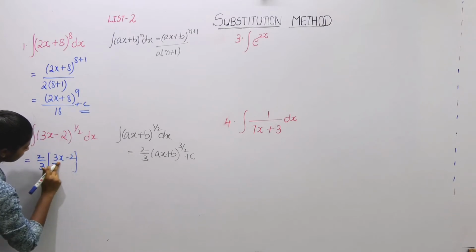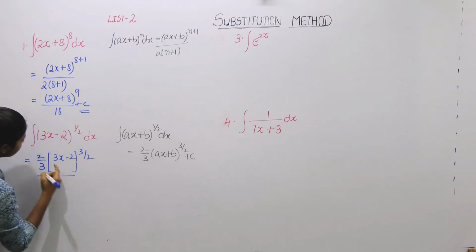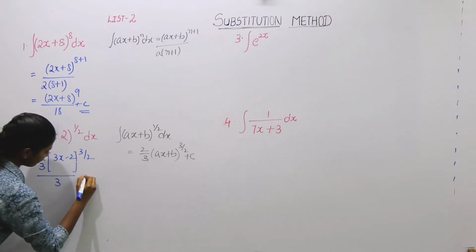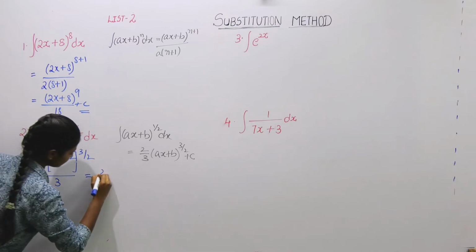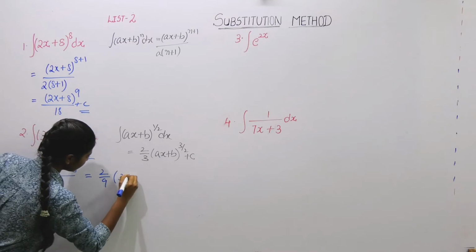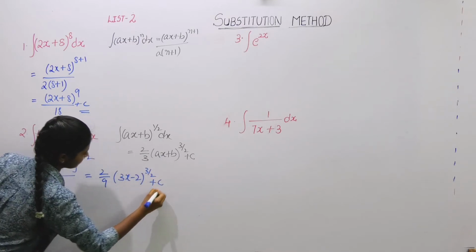When we apply the formula here, we get 2 by 3 into (3x minus 2) whole to the power of 3 by 2, and in the denominator, what is the coefficient of x? It is 3. When we simplify it, we can write this as 2 by 9 into (3x minus 2) whole to the power of 3 by 2 plus c.